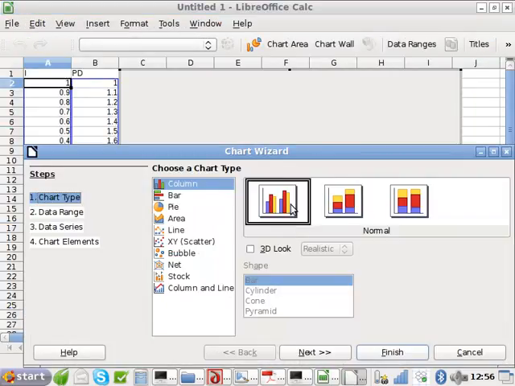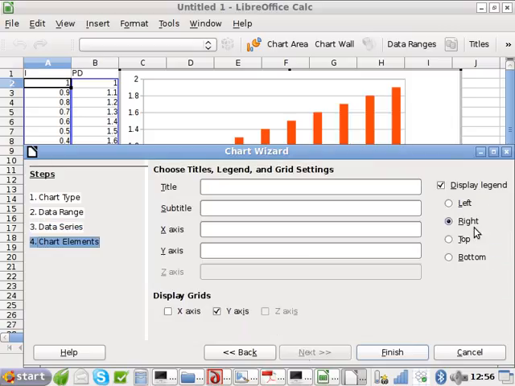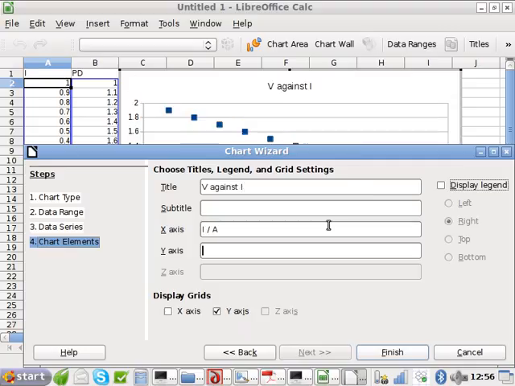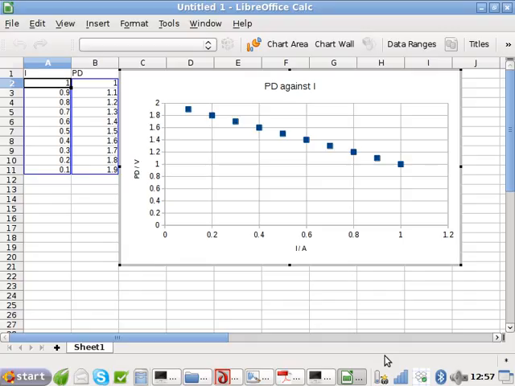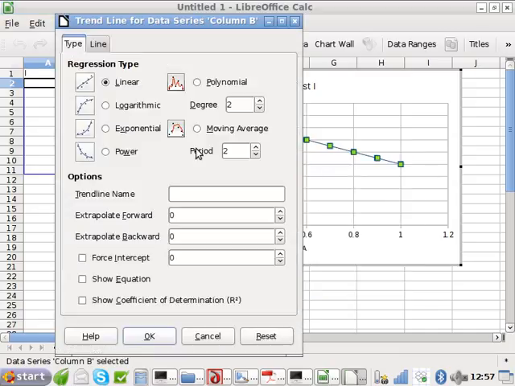Okay, we need scatter, we need this, and we need this, and we need this, and we need this, and we don't need this. And it's voltage, no sorry, V against I in amps, potential difference in volts. So notice the graph is going down like we talked. I will use Excel to make my line because I'm lazy and out of time.